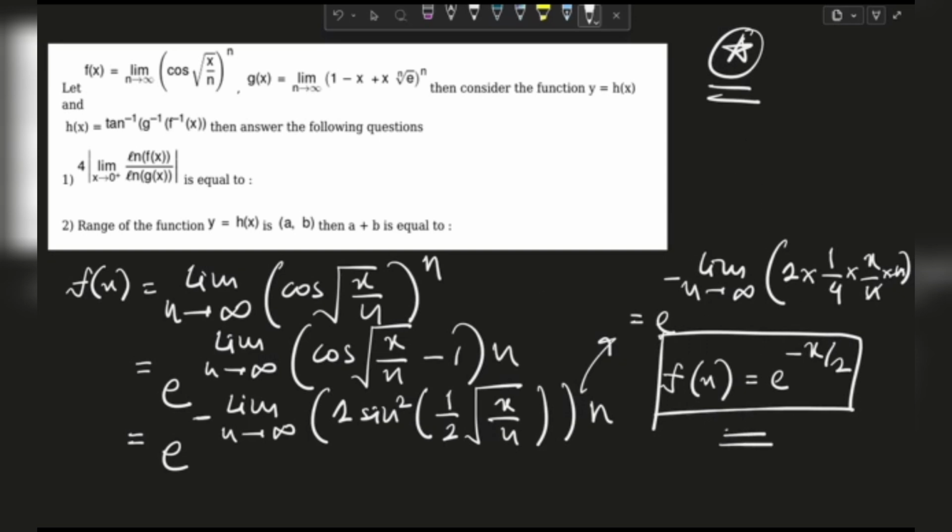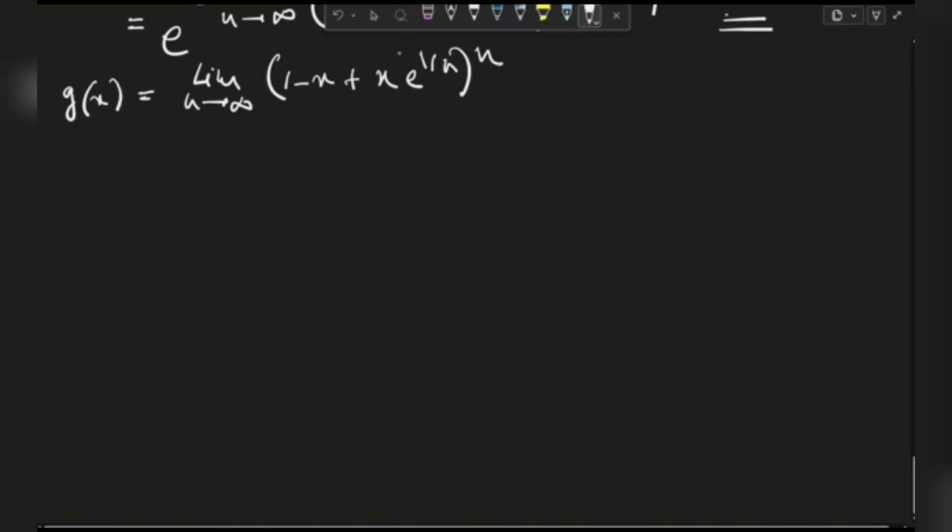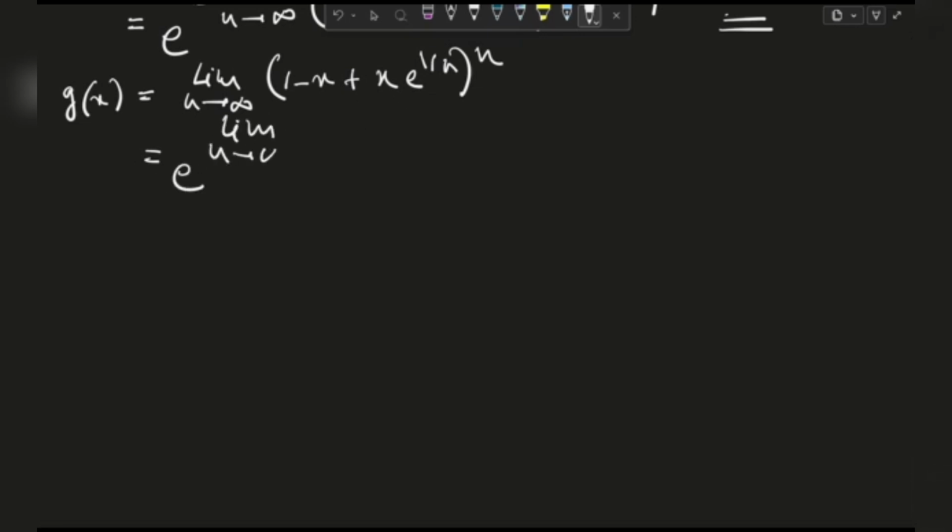Now let's find out g of x. I will just see the expression once. So this was the expression for g of x. Again, this is 1 power infinity, you can observe. So we can write this as e power limit n tends to infinity, and now when we do the minus 1, this plus 1 will get cancelled. So minus x plus x into e power 1 by n. We can take x outside, and outside the limit also, because x has nothing to do with the limit.